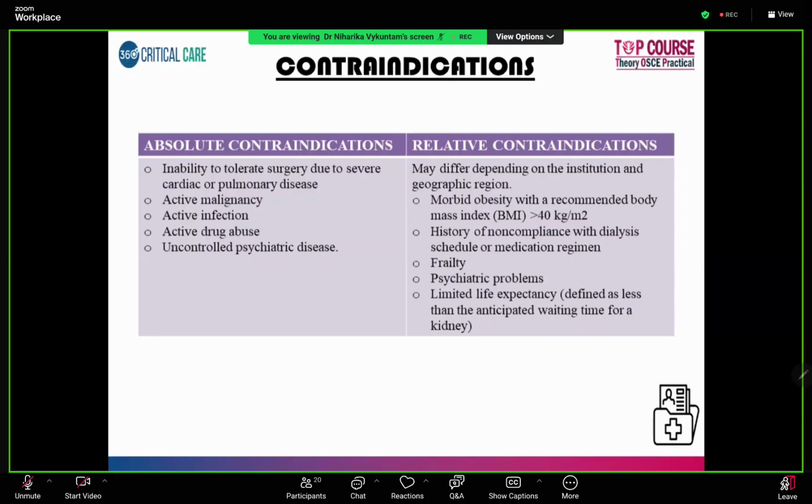Coming to the relative contraindications. These relative contraindications differ depending on the institution and the geographic region. The most common would be morbid obesity, a patient with a BMI of greater than 40, or a history of non-compliance with the dialysis schedule or medication regime, because post-transplant these patients might not take their immunosuppressive medications properly. And the third one is frailty, or patients having any psychiatric problems, or a limited life expectancy, which is defined as less than the anticipated waiting period for a kidney.